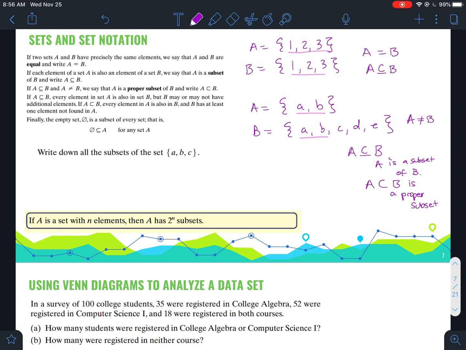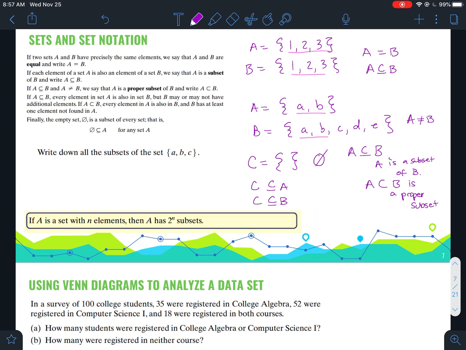All right. And then we have something called the empty set. So we could call set C the empty set, and we write the empty set with empty birdie brackets, or you could write it with the big O with the bar through it. The empty set is a subset of every set. So C is going to be a subset of A, and C is going to be a proper subset of B. The empty set is a subset of every set.